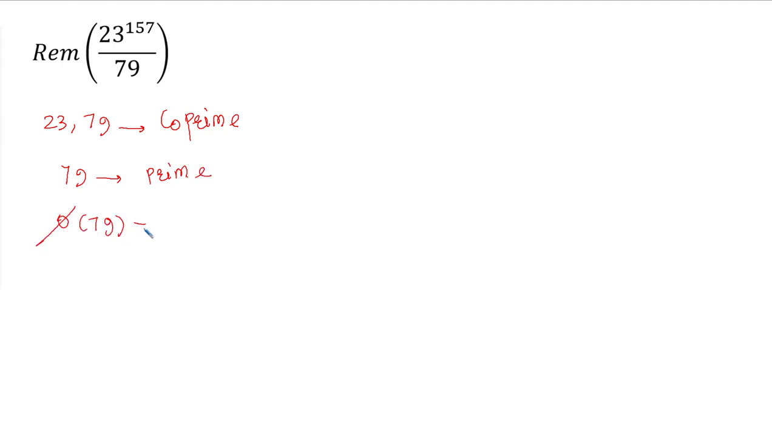1 less than that number, that is equal to 78. So from this we can see that 23 to the power 78 divided by 79, the remainder is going to be how much? 1. So in the numerator we want 23 to the power 78. So bracket to the power what? Tell me. The bracket to the power 2.